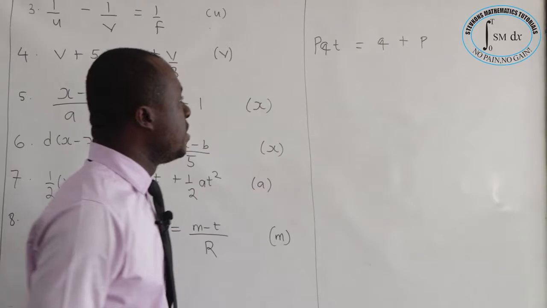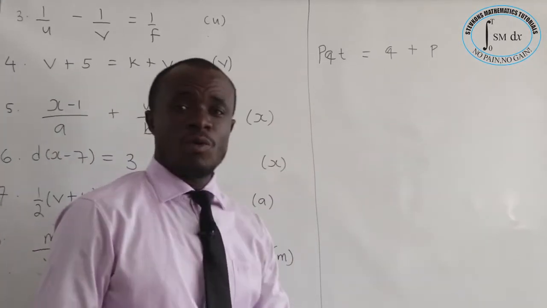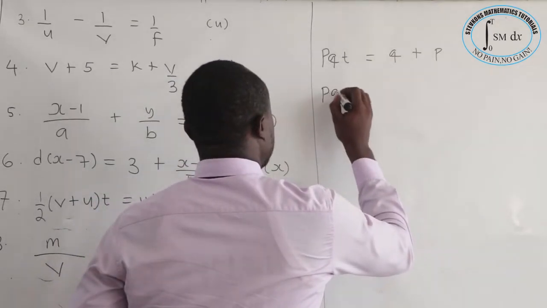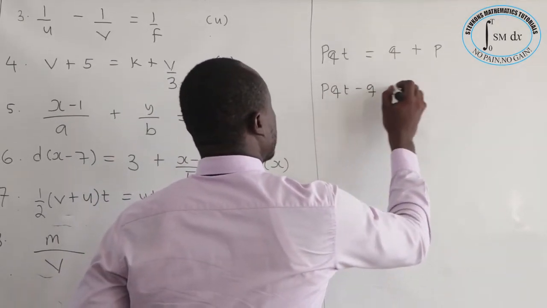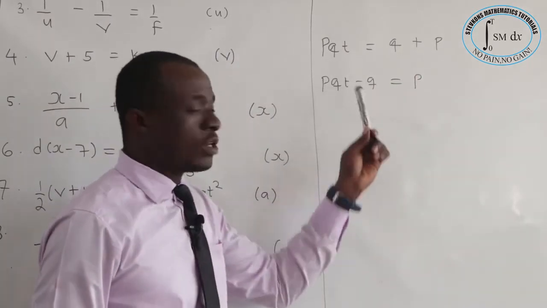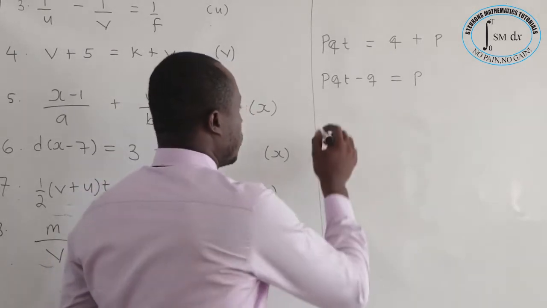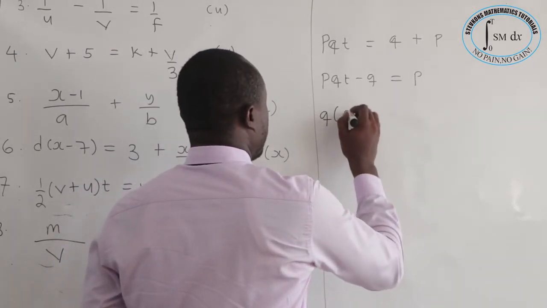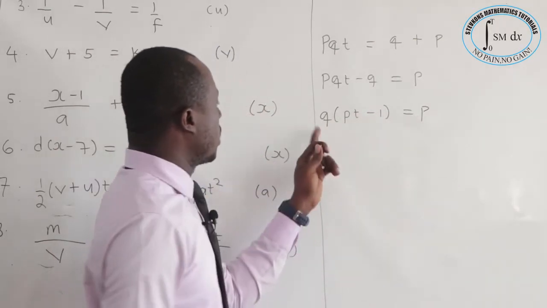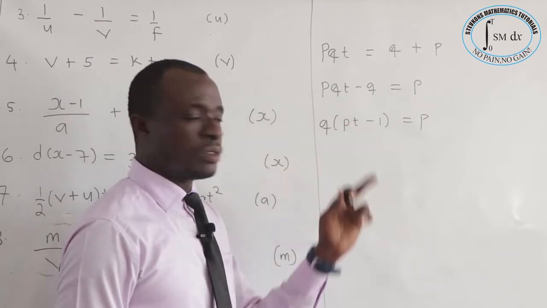We want to make Q the subject. Clearly there's Q here, there's also Q here. What do we do? We group like terms. So we have PQT minus Q equal to P. Now there's Q here, there's also Q here. What do we do? We factorize the Q out. So Q out, we have PT minus 1 equal to P. Now Q times 1, that is giving us Q. Q times PT, that is PQT.